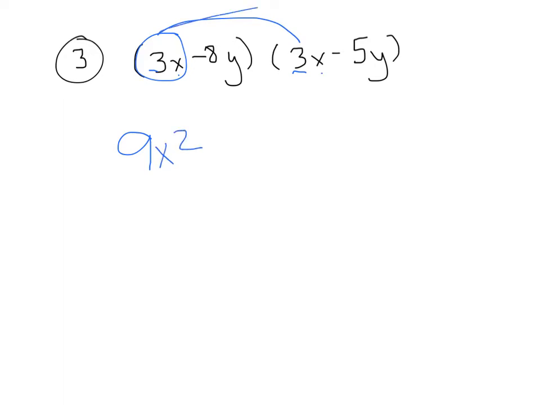Now I'm going to take my 3x and multiply it by a negative 5y. So our whole numbers first. 3 times a negative 5 is negative 15. And then there's only one x and then one y. So those just come down to my answer.